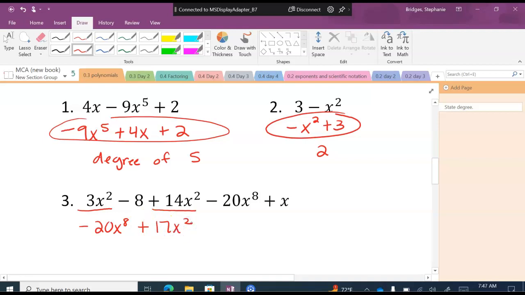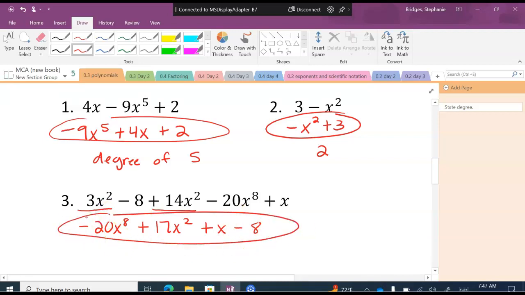squared. And then I have an x to the 1st, but there's only one of those, so I'll bring that down next. And then I have a constant term, but again, there's only one of those. It is a negative 8, and I will bring that down. So my standard form should be negative 20x to the 8th plus 17x squared plus x minus 8. And what's the degree? 8.